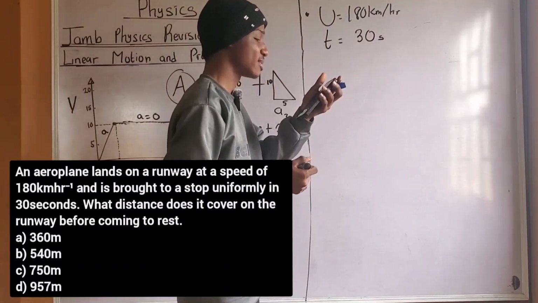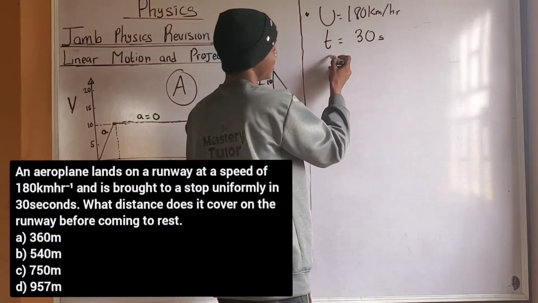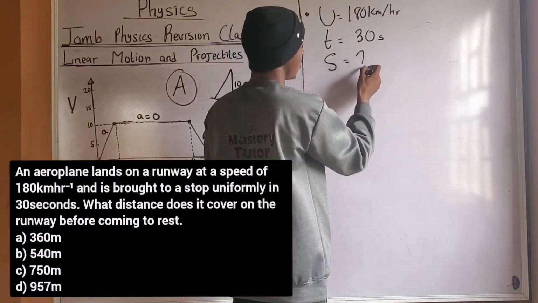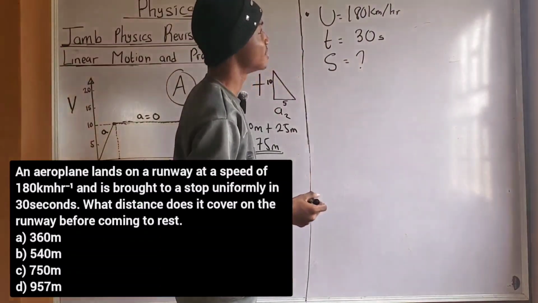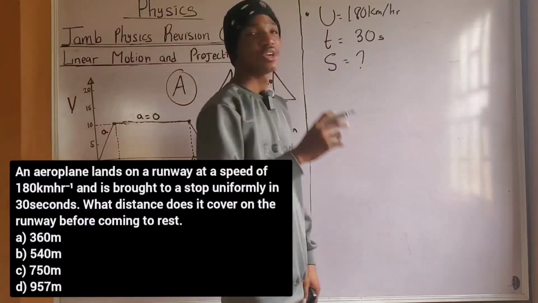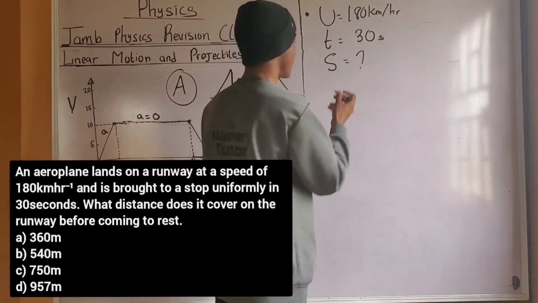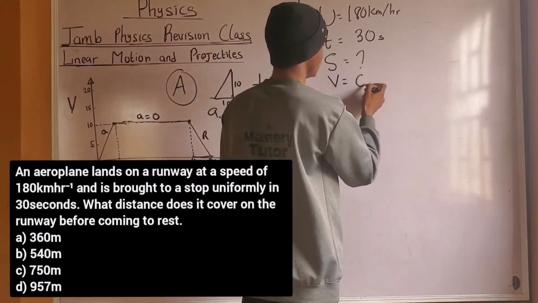What distance does it cover on the runway? Okay, we are looking for the distance. S is unknown. Okay, now listen. The first thing is that the final velocity will be what? 0. Are you getting it? So I'm going to have V equals 0.